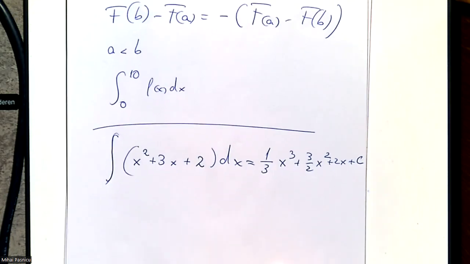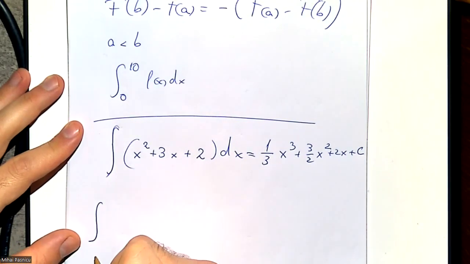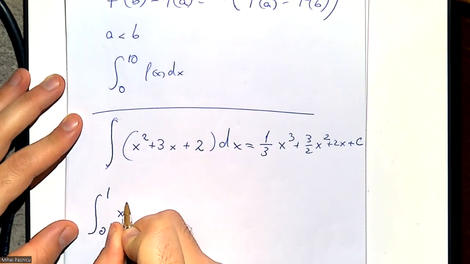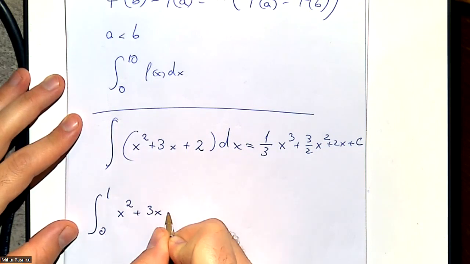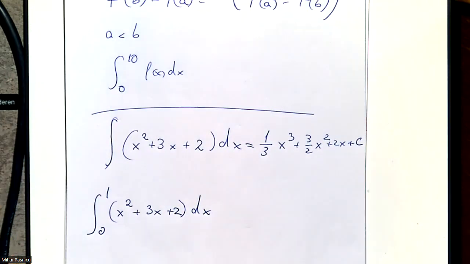Now, let's say I'm interested in computing, let's give some small numbers, I'm lazy, the integral from 0 to 1 of x squared plus 3x plus 2 dx. What are you going to do? How do we solve this?